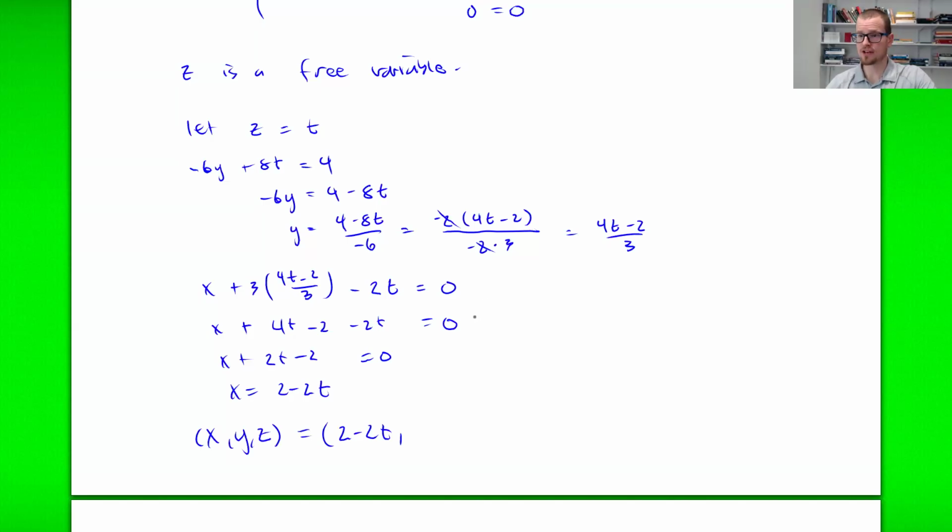My y value I found to be, where did that go? 4t minus 2 over 3. And my z value I had as t. Now, if I plug any specific value in for t, that will give me a specific solution, but this is the desired general solution.